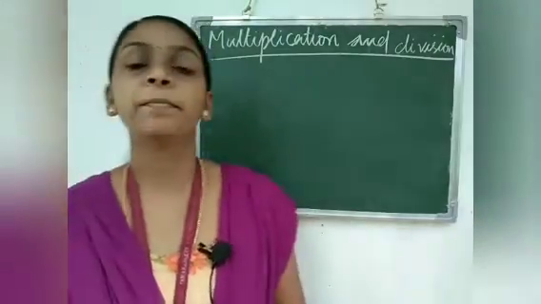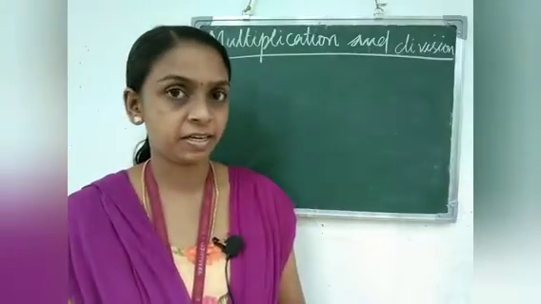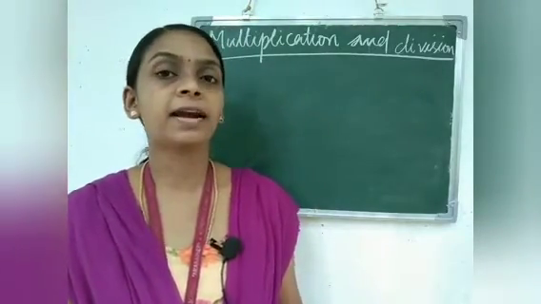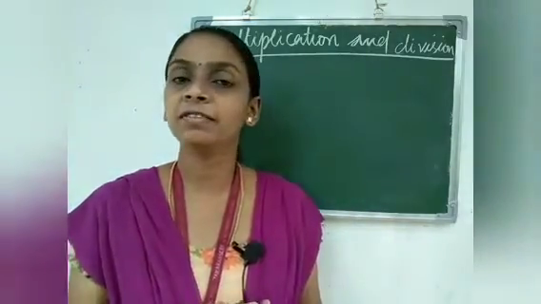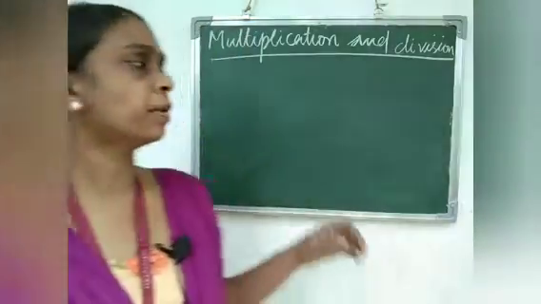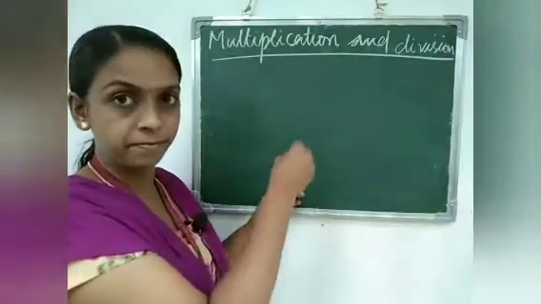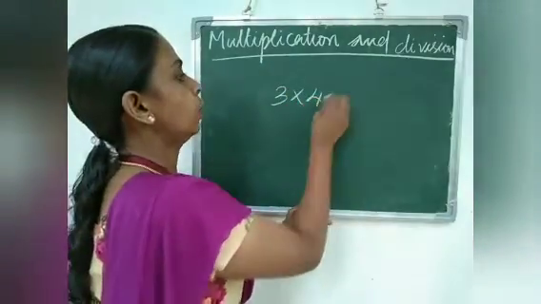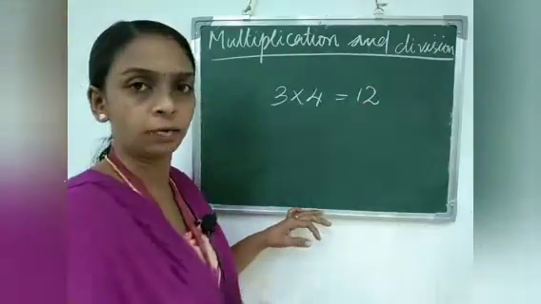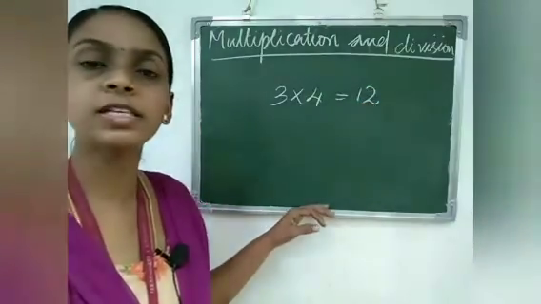Next we have to study multiplication and division. I told you from the beginning multiplication and division are related. So I am here writing one multiplication fact. That is 3 4s are 12. 3 into 4 is 12.